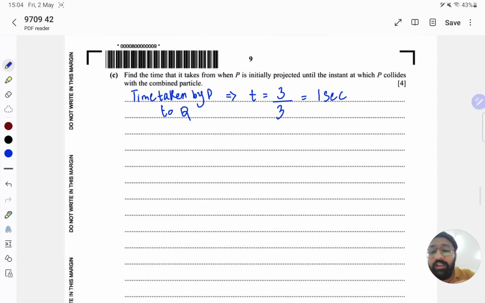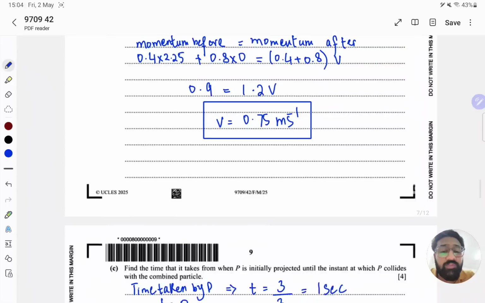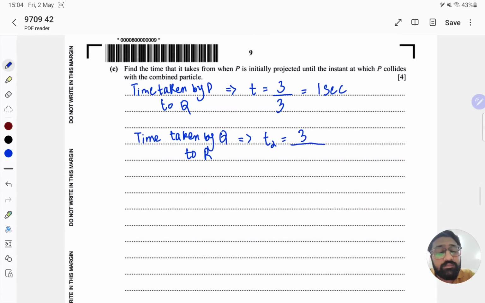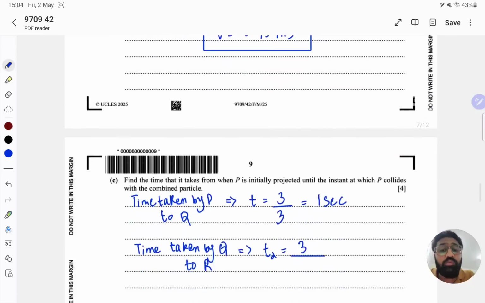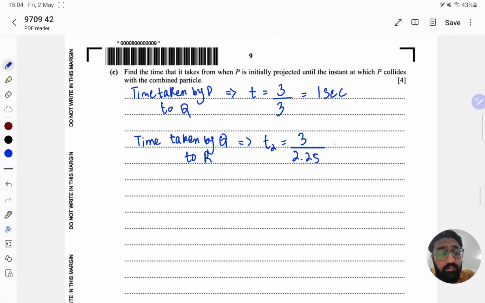Now let's calculate the time taken by Q to R. After the collision, the particle Q is going to travel in the same direction, and how much time it is going to take, let me mark it as T2. It will be how much distance it is traveling, 3, with the speed of 2.25 meter per second. So 3 divided by 2.25, which is 4/3 seconds.